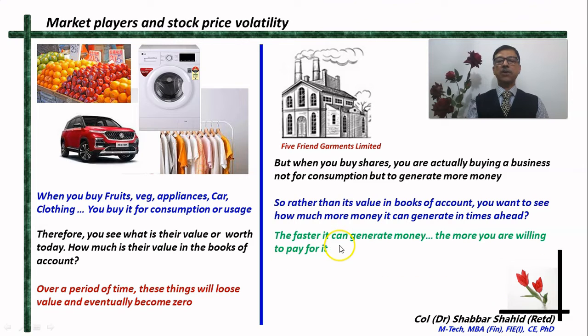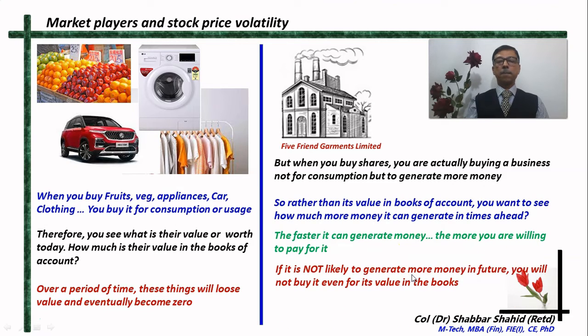The faster it can generate money, the more you are willing to pay for it. But if it is not likely to generate money, if its book value today is say $50, but you know that this particular share or this particular company cannot generate more money for me or cannot generate money fast enough, then you will not be willing to pay even $50 for it, not even what it is worth in the books today.